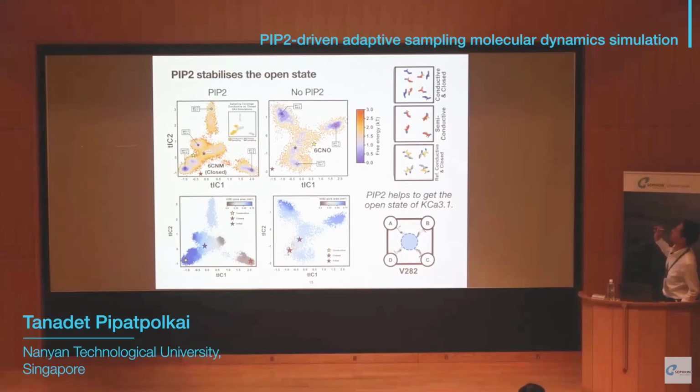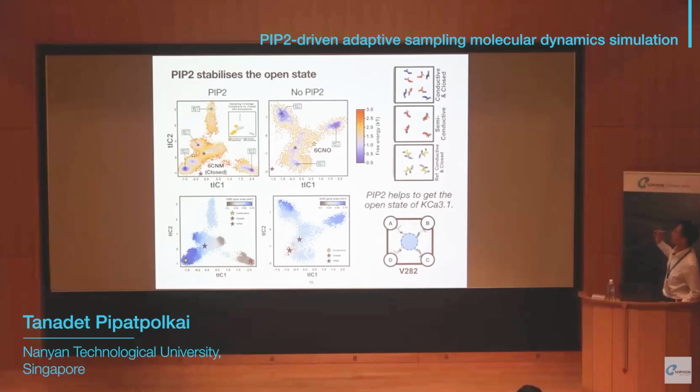So by doing the same thing of adaptive sampling and plotting the free energy landscape here, the open state is located just here. The closed state is denoted as a red star. It's usually located on the maxima of the channel. And you can see here that the closed state is also here.